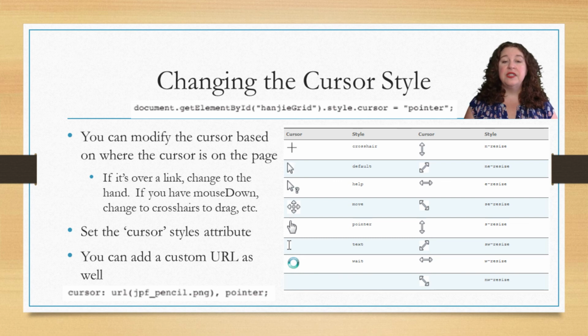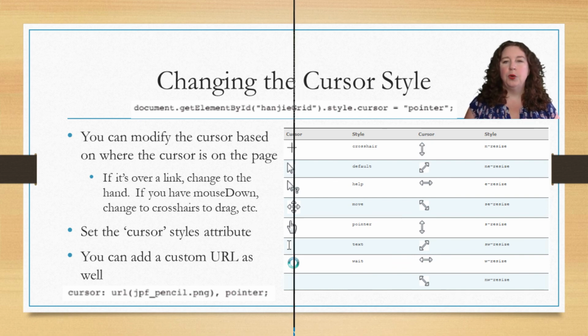So sometimes if it's a link and you don't want it to be a hand, you can change it to something else. If you want to do the mouse down, it usually changes to crosshairs so you can drag. You can have options like this. So this is where you can manually change your style cursor as you go along.